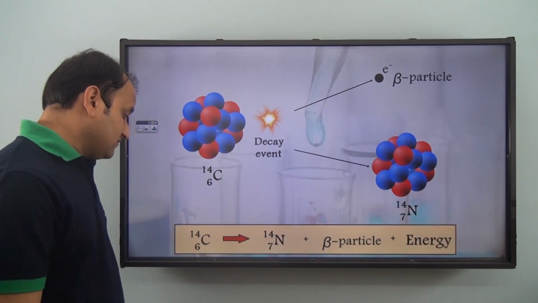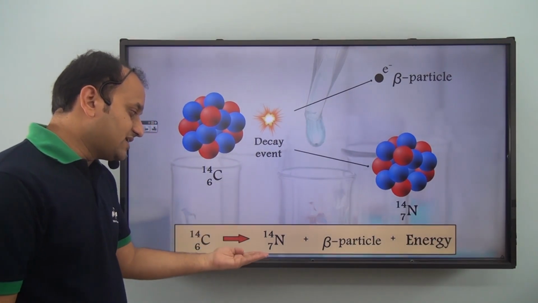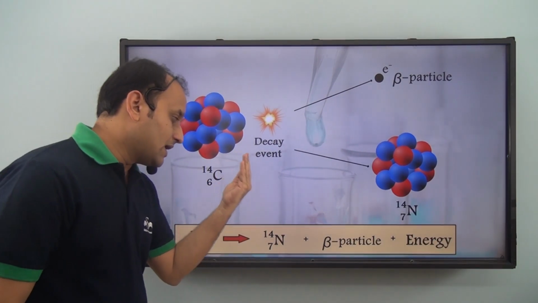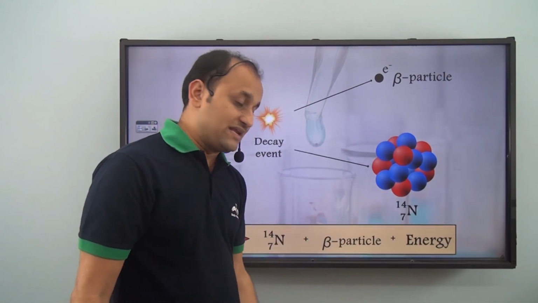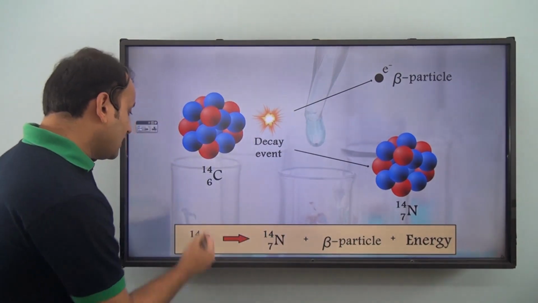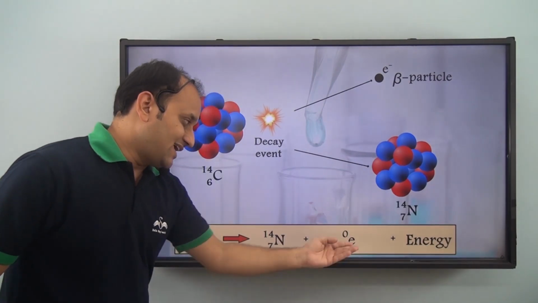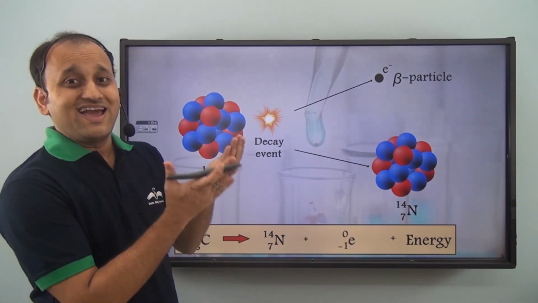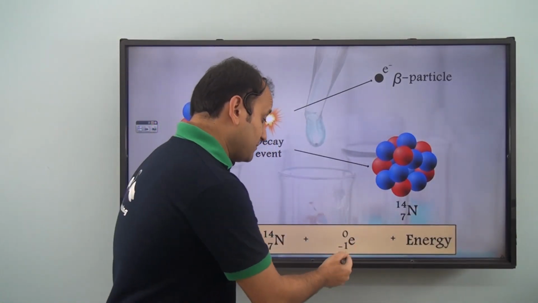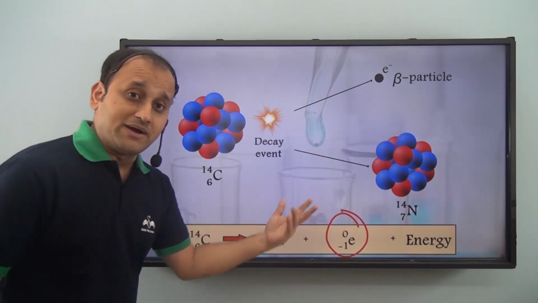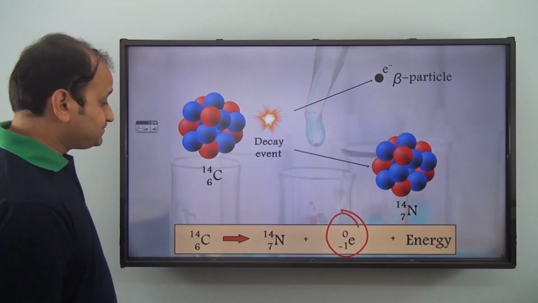So what will be the equation? Well, carbon-14 undergoes beta decay, it gives nitrogen plus a beta particle and energy, which accompanies this particular reaction. Now, as we know, a beta particle can be written as e 0-1, which is nothing but an electron. A beta particle is nothing but a fast moving electron, so we represent it as e 0-1. So this is how you write the equation for a beta decay.